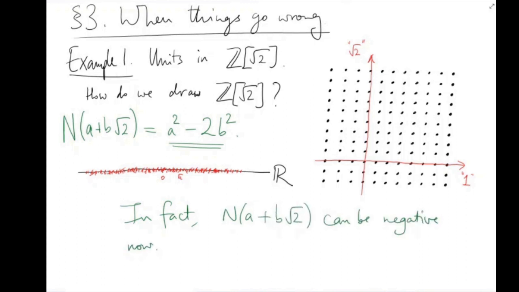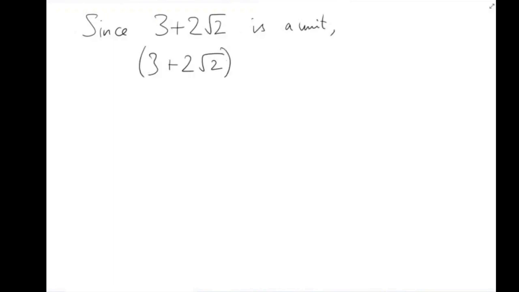And we can already see that the geometry doesn't match up to our intuition by noticing that the norm of 1 is 1, but also the norm of plus or minus 3 plus or minus 2 root 2 is 1, so the units definitely don't lie on a circle anymore. In fact, 3 plus 2 root 2 is a unit, because 3 plus 2 root 2 times 3 minus 2 root 2 is 1. But that means that its nth power is a unit for all positive integers n.